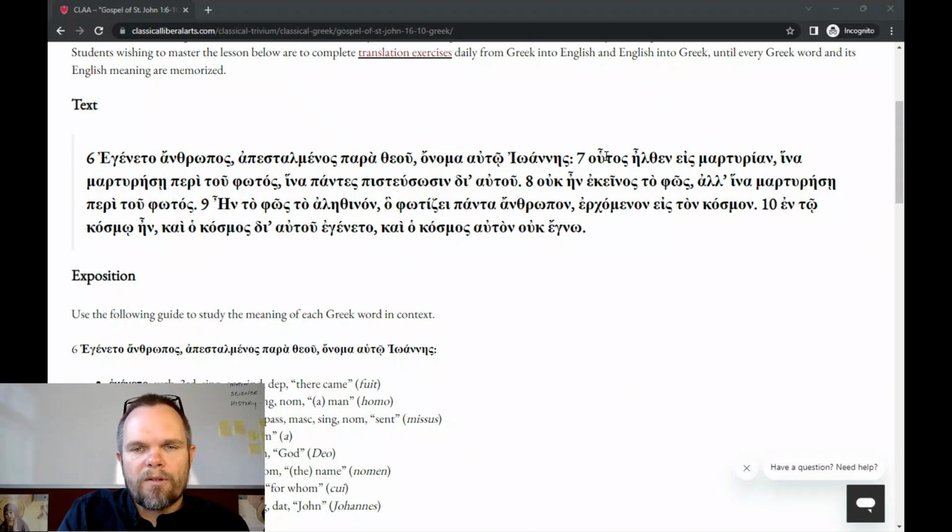So verse 6, Egeneto anthropos apestalmenos para Theou, onoma auto Ioannes. Verse 7, notice the rough breathing and the circumflex accent over this diphthong, omicron upsilon. Houtos, eilthen, eis marturian. Hina, marturese, peri tu photos. Notice the acute accent. Photos. Hina, pantes, pisteu sosin.